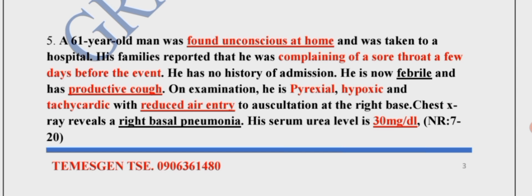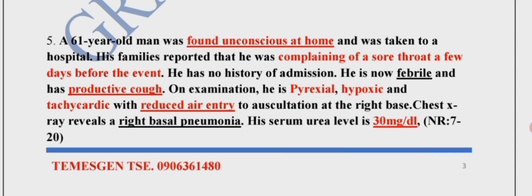So, a 60 years old man was found unconscious at home and was taken to the hospital. His family reported that he was complaining of a sore throat a few days before the event. He has no history of admission. He is now febrile and has productive cough. On examination he is hypoxic and tachycardic with reduced air entry to auscultation at the right base. Chest x-ray reveals a right basal pneumonia.